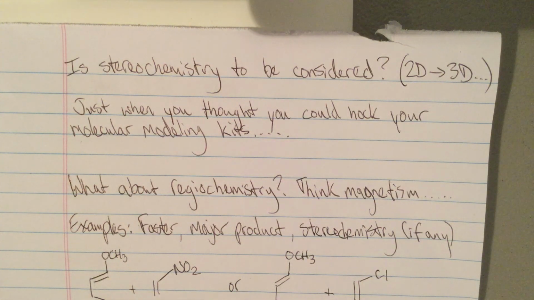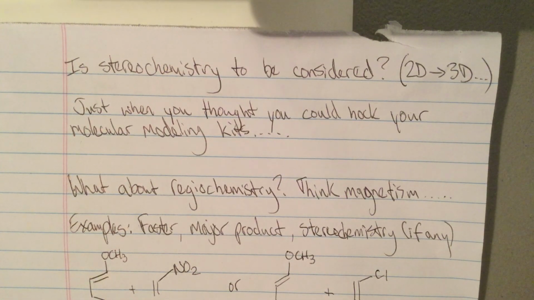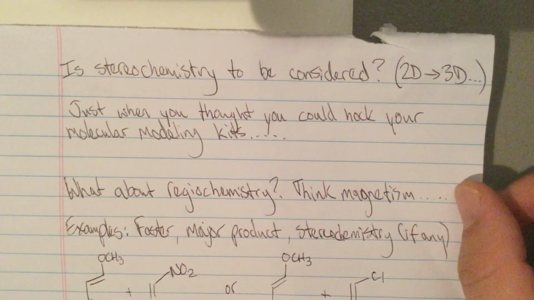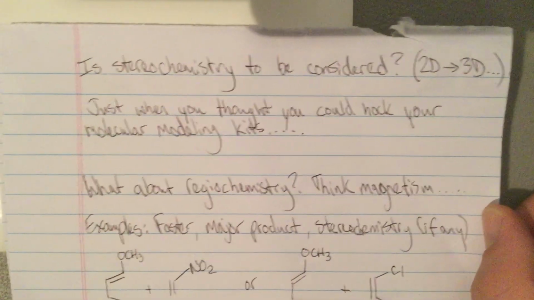Okay, now is stereochemistry to be considered? Well, of course, if we're going from 2D to 3D, it's just like with your sp2 carbons doing nucleophilic addition, you're going to get an sp3 product, right? So going from 2 dimensions to 3. This is when your molecular modeling kits will still shine in a good way.